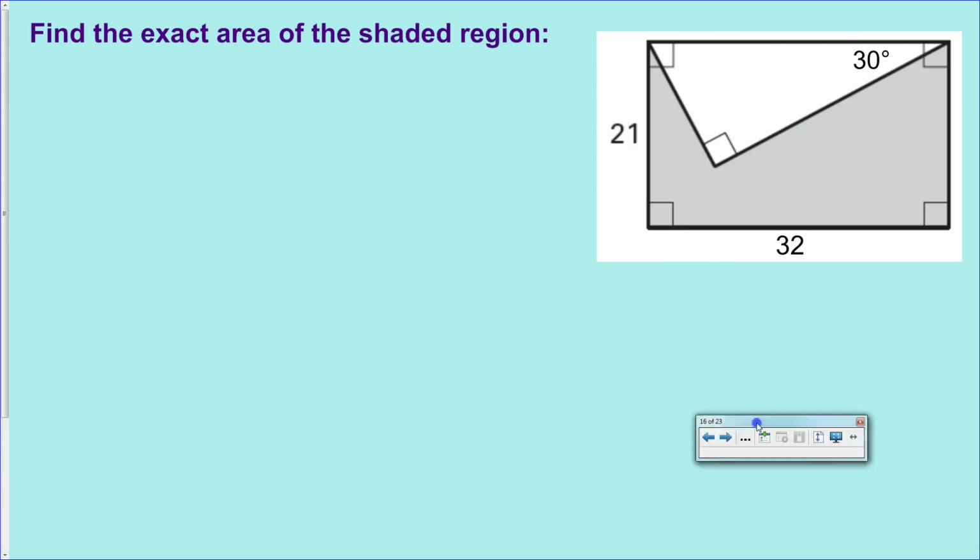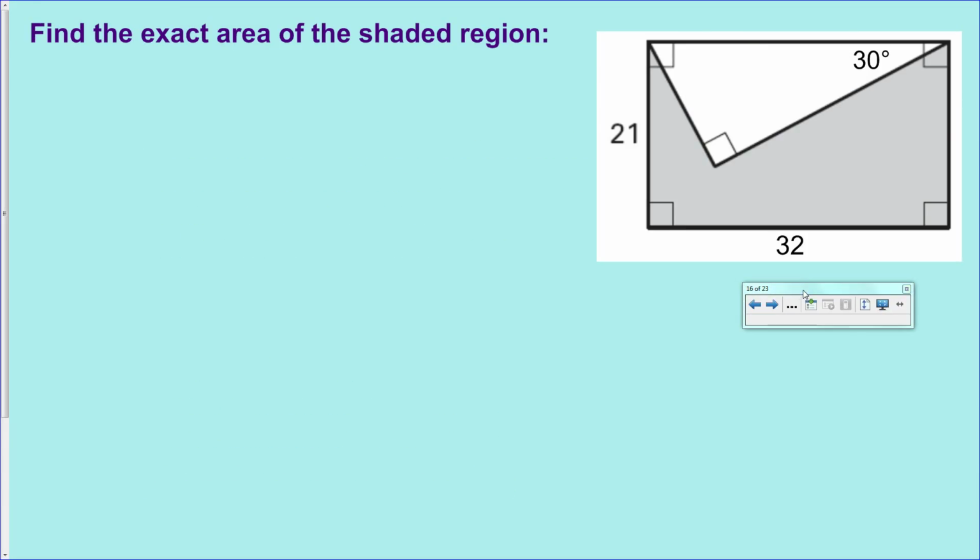Let's do a problem. Here it is. Why don't you pause the video and see if you can get me the answer for this problem. You're going to learn to hate and then love that word right there. Find an exact area of the shaded region. Pause the video and see if you can do it.